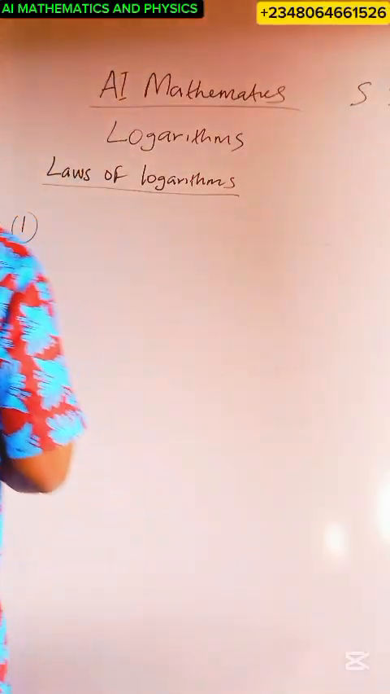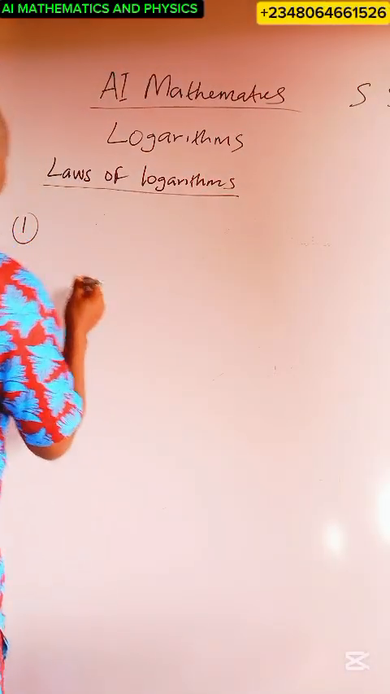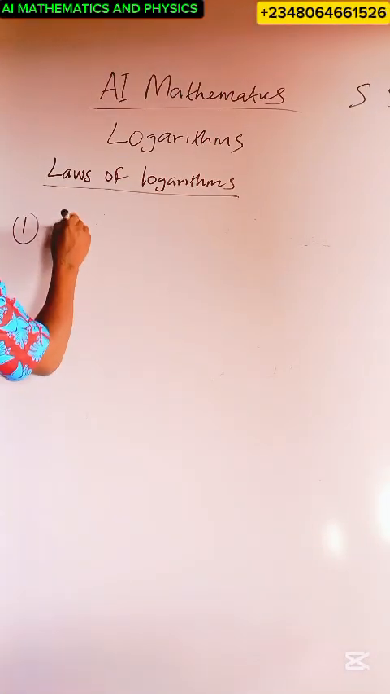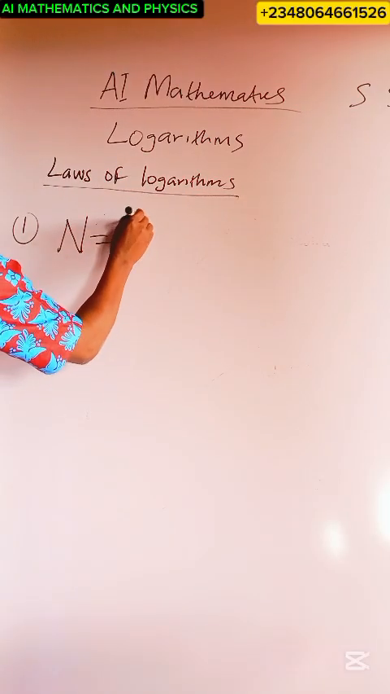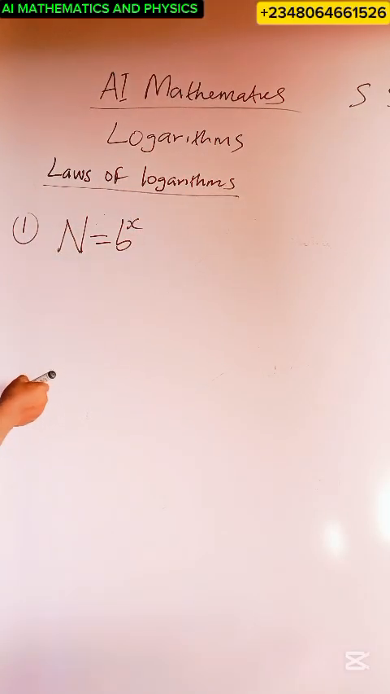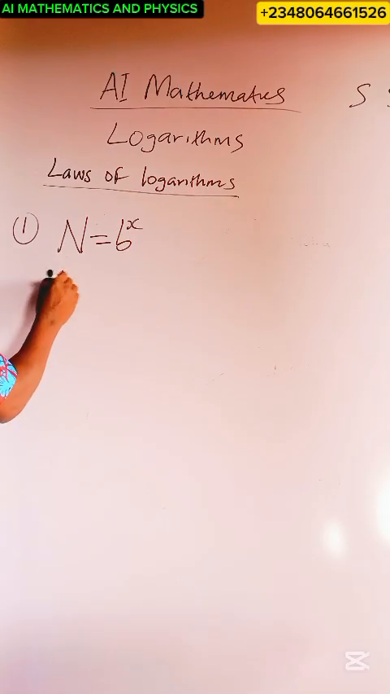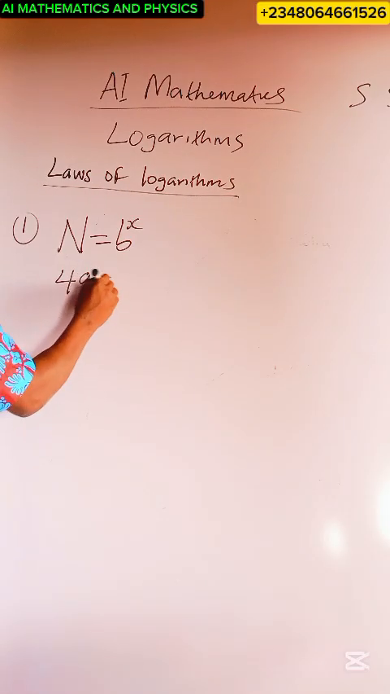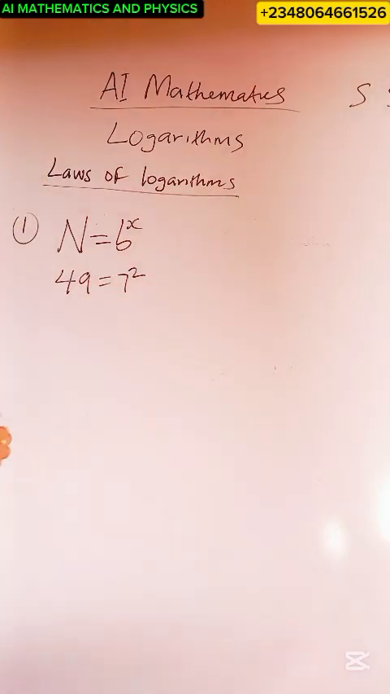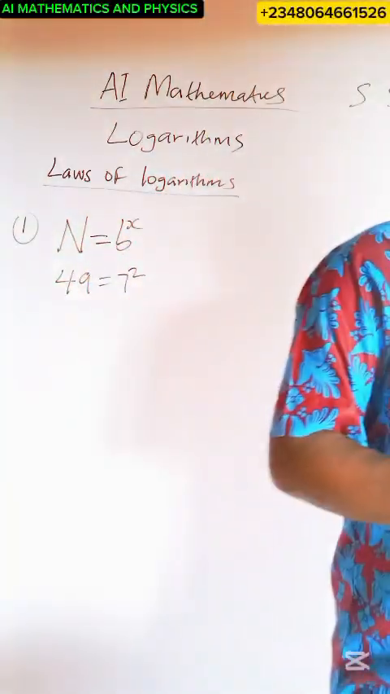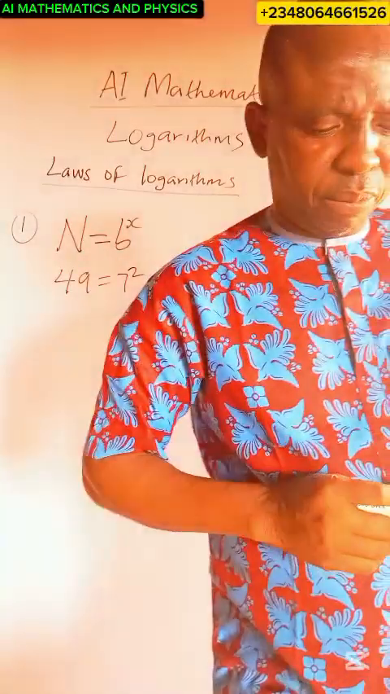Now let me start with the index form. When you have n equal to b raised power x, this is index form. Just like when you have 49 equal to 7 raised power 2, you call this one index form because it doesn't contain the logarithm form.